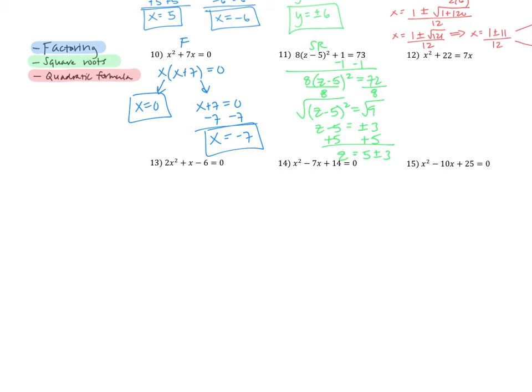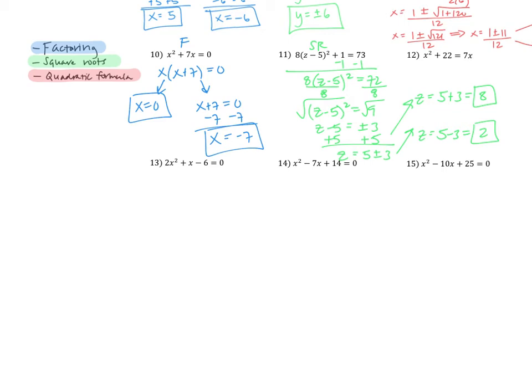Now I'm going to zoom in just a little bit. Maybe not that much, but I'm going to move over to the side here. I'm going to rewrite this as 5 plus 3, and I'm going to rewrite this as 5 minus 3, because I actually want to figure out what those numbers are. So 5 plus 3 is going to give us 8. So we're going to have a solution of 8. And then when I do 5 minus 3, I get a solution of 2.